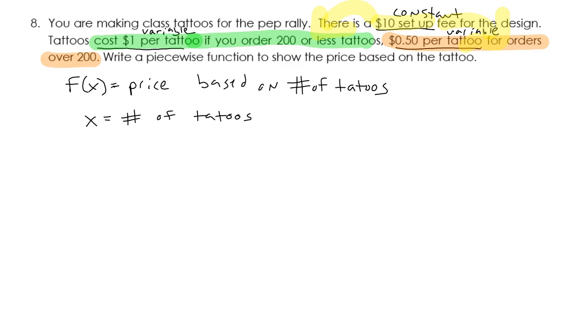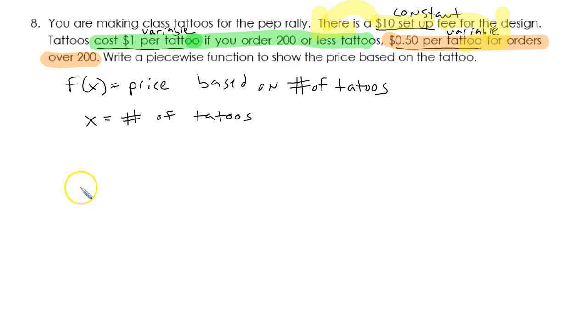Number 8. You're making class tattoos for the pep rally. There's a $10 setup fee for the design. Think of this $10 as a constant. It's going to cost $10 no matter what. If you have 200 or less tattoos, the cost is going to be $1 per tattoo. That is variable. It changes depending on the number of tattoos. If you order over 200 tattoos, it's going to be 50 cents per tattoo. Write a piecewise function to show the price based on the tattoo.